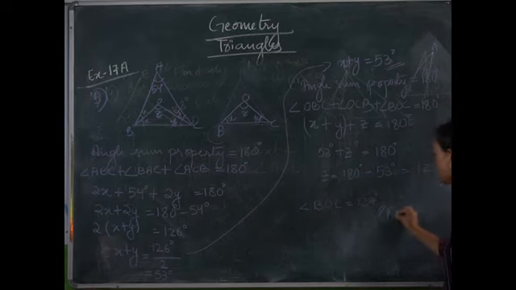This is your answer. Okay, so this is how we find the value of unknowns with the help of the figure given, using the concept of angle sum property, exterior angles and straight angles.